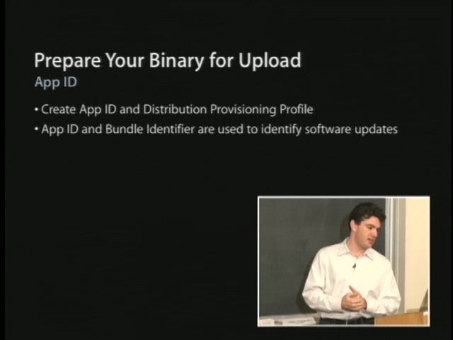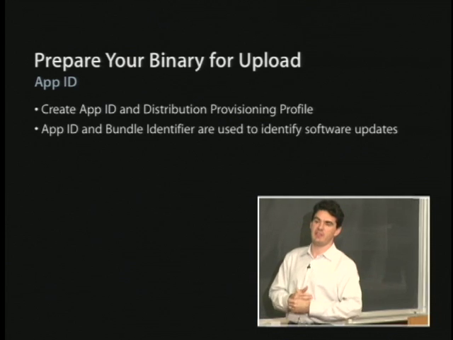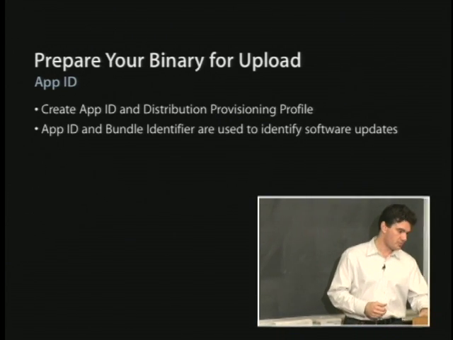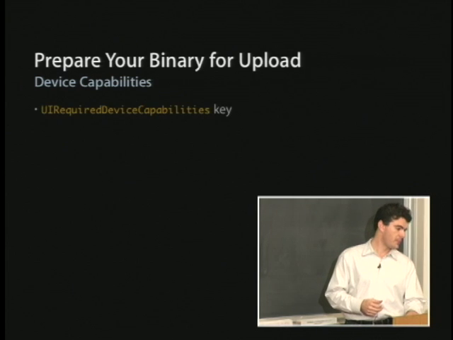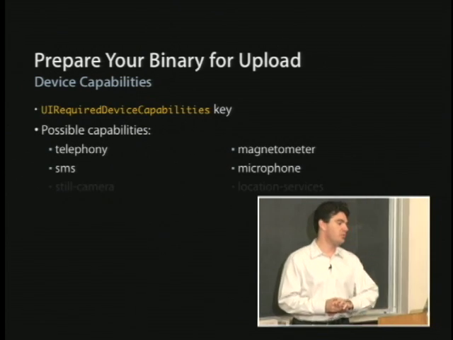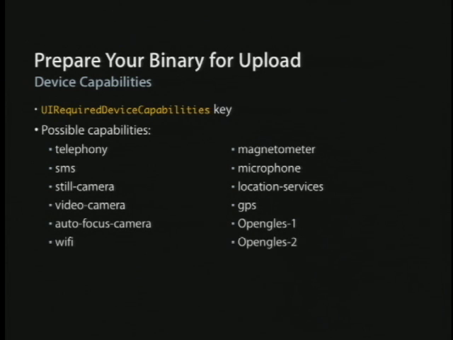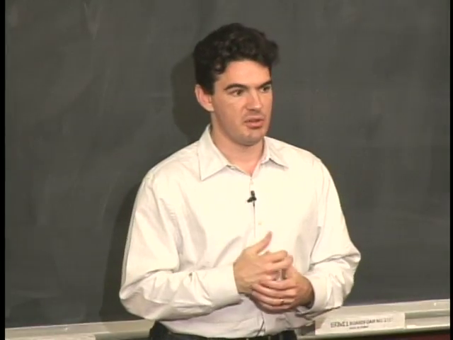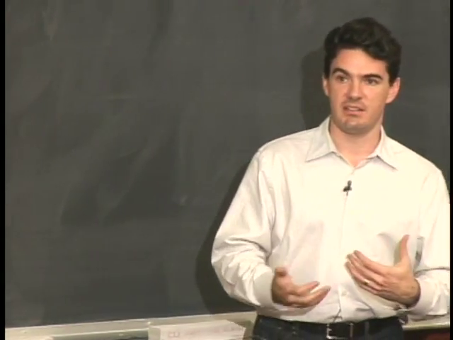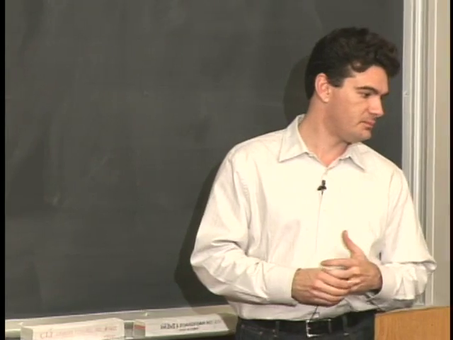Next up is your app ID. You'll create your app ID and your distribution and provisioning profile both within the iPhone Developer Program portal. All bundle identifiers within all the apps are unique. Also added with iPhone 3.0 were the device capabilities. This is a way that you can, if your application absolutely requires, for instance, a microphone or a camera, set the UI required device capabilities array within your info.plist. And in this way, the store as well as iTunes will prevent syncing or purchasing of an application, pushing it onto a device, if the device does not satisfy those requirements.